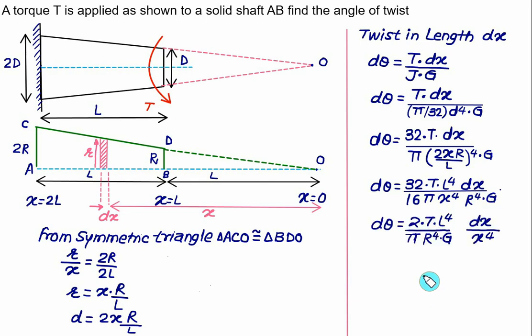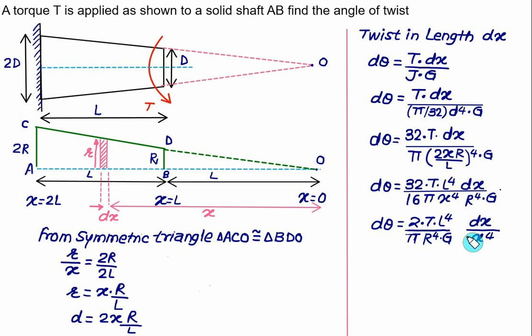So the constant term here is 32 divided by 16, that equals 2 into T L to the power 4 divided by pi. Capital R is the radius, that will be a constant value, to the power 4 multiplied by G, into dx divided by x to the power 4.